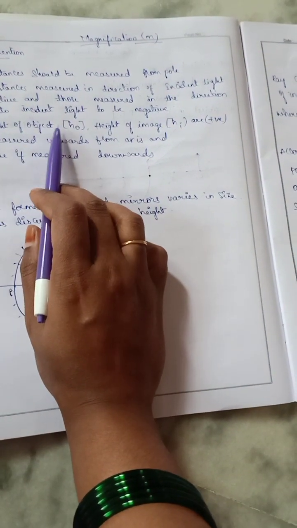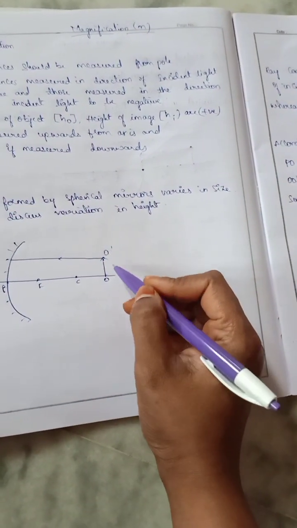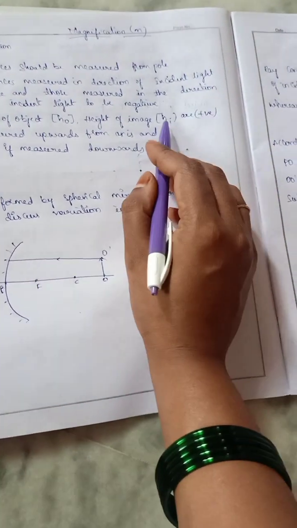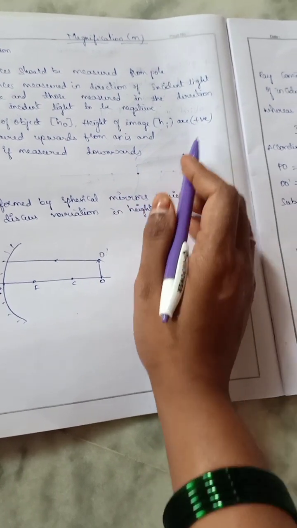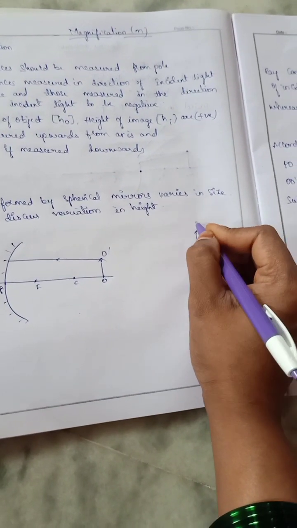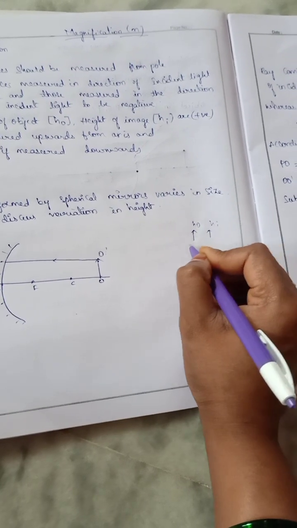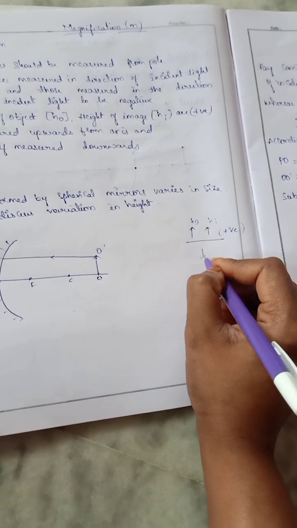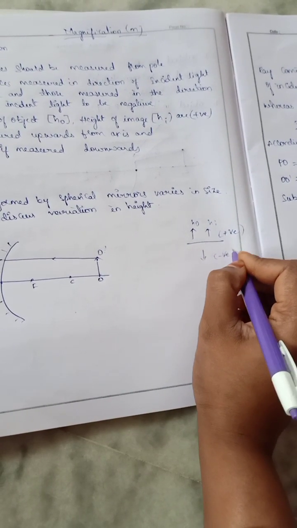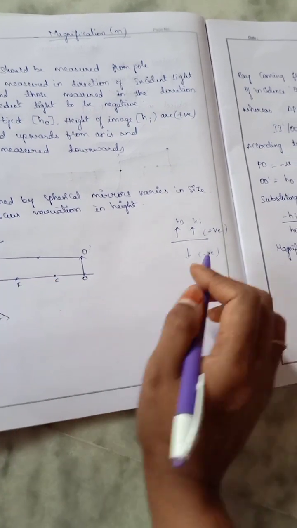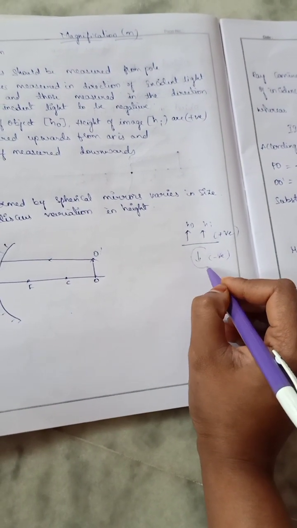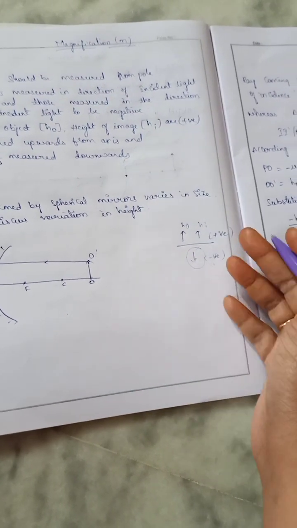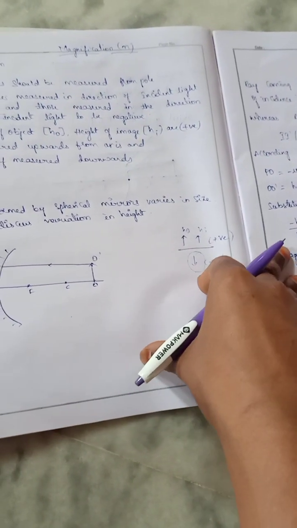Now the height of the object is called HO, and the height of the image you get after that is HI. If the height of the image and the height of the object are both upward, you call it positive. If the height of the image is downwards, you call it negative. In most cases the height of the image will be negative. In some cases it will be positive, but most of the time it will be negative.